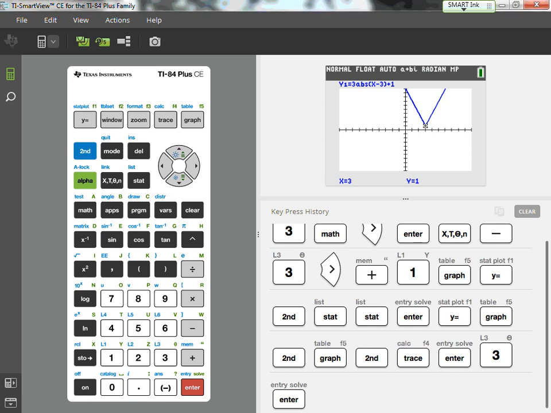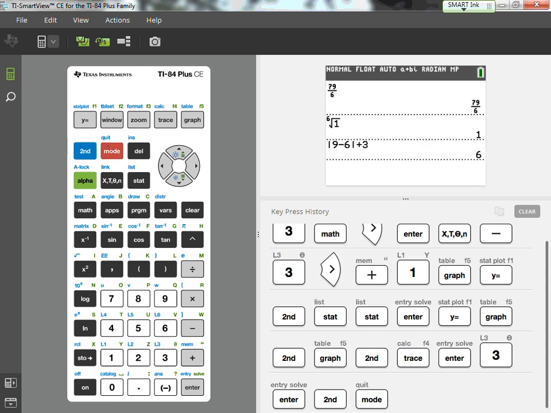But the graphing feature is really what's nice, and we can use that to graph functions and see what they look like. And we'll use that especially once we start dealing with quadratics. Second quit. Second mode. Second quit will take you back to the home screen. That's where you can do addition, subtraction, multiplication, division, anything you want.